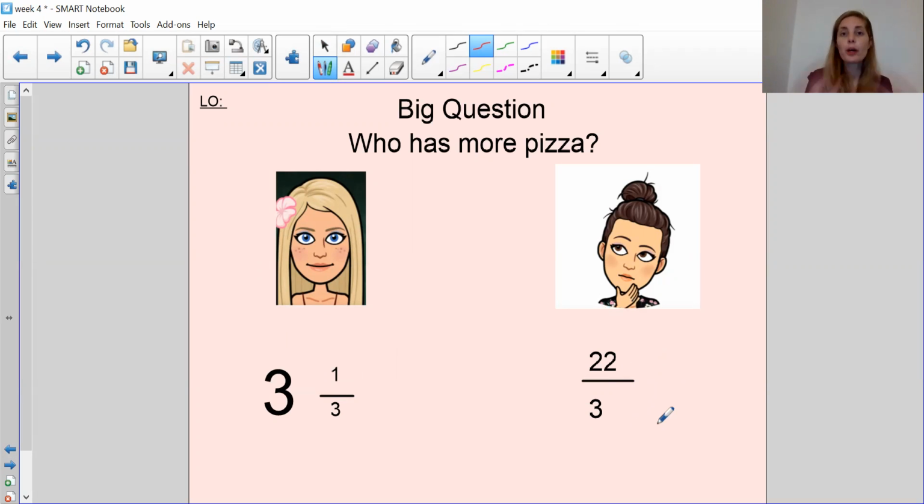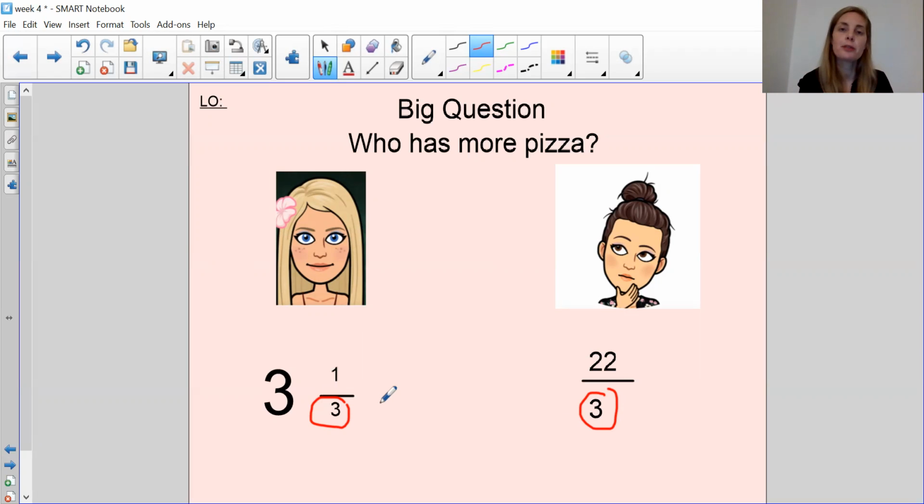Now, in order to compare these, I cannot do it just by looking at them. I need to be able to compare them with the same. So what's standing out to me that's really helpful is that both my bottom numbers, my denominators, are the same, okay? However, I can't compare them because I've got a mixed number and then I have an improper fraction. So we need to change one of them.